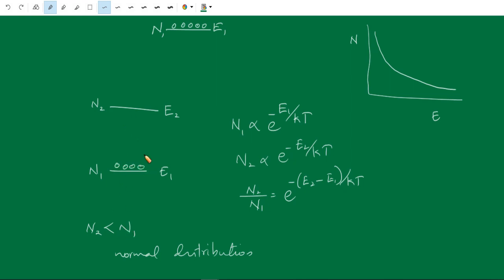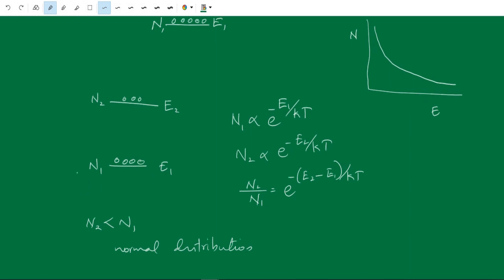Diagrammatically we can represent it like this. But for laser action, there should be more stimulated emission than induced absorption.